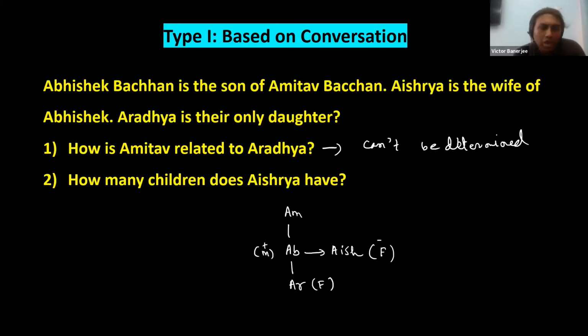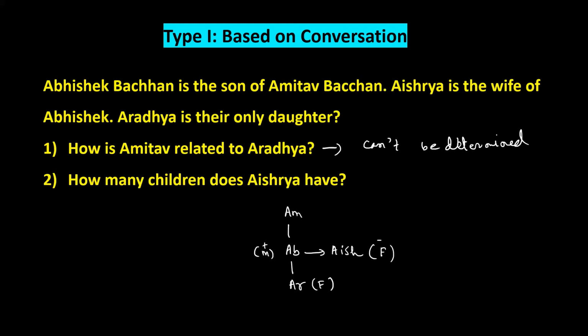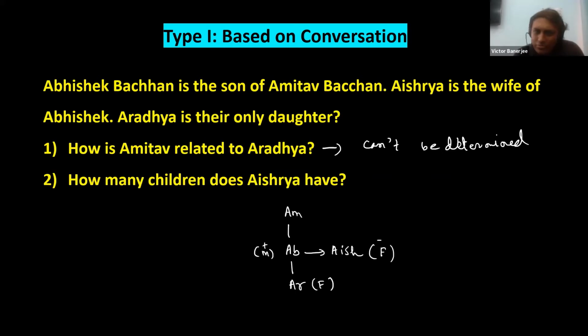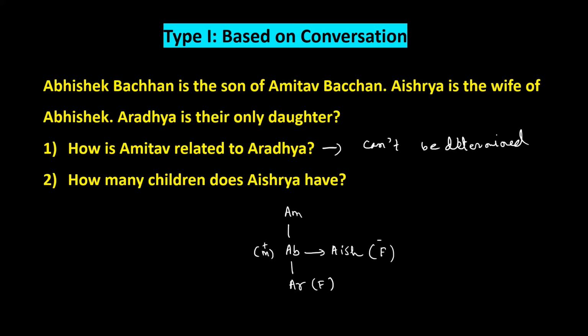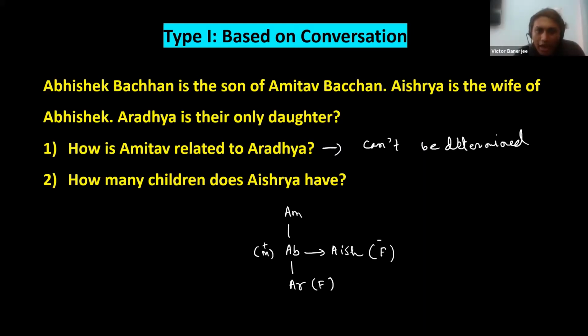Next question. How many children does Aishwarya have? Drishal, your question. Two, one, sir. One. Okay. How do you know one? Sir, in the question it's given she's the daughter. Only daughter. Yes, sir. Aradhya is their only daughter. Remember, only daughter. I didn't say only child. I mentioned they have only one daughter. That does not mean they may or may not have a son.